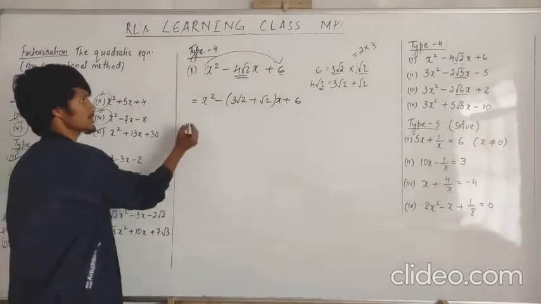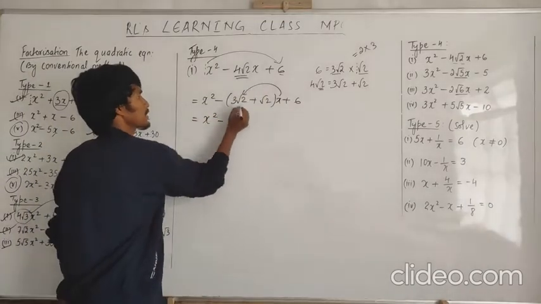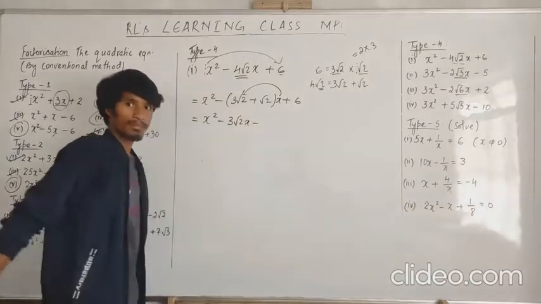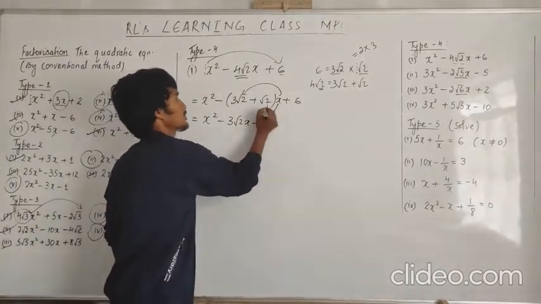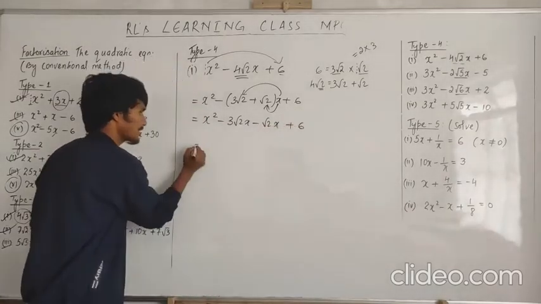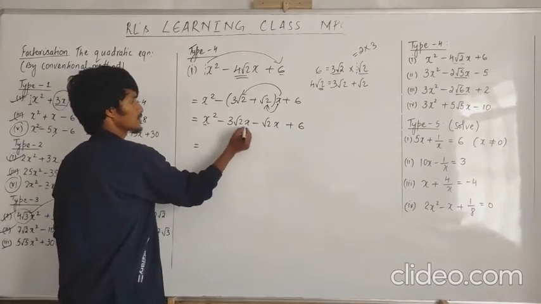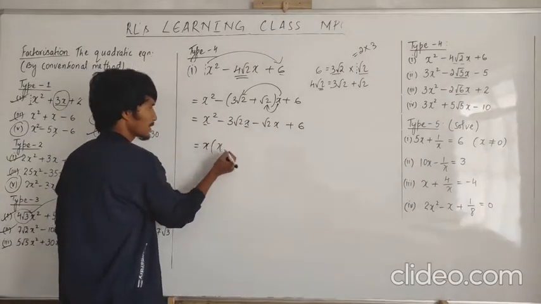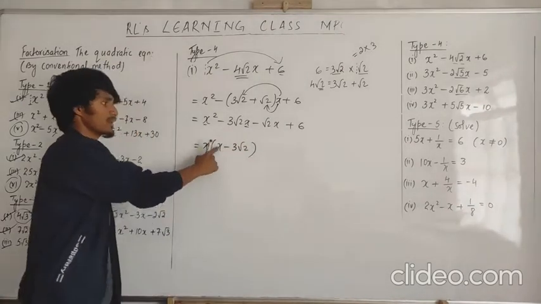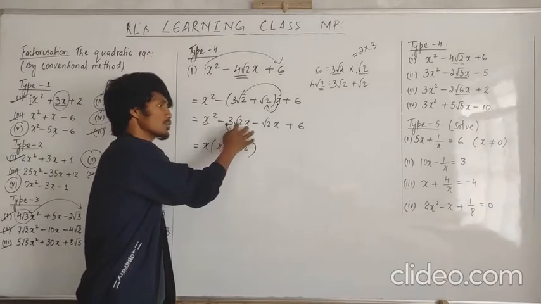Then again we do the same process. x squared minus, now x into 3 root 2 will be 3 root 2 x. Then minus into plus will be minus, then x into root 2 will be root 2 x, plus 6. Now again we have to find the common term. Here x and here also x, so x will be the common. Then minus 3 root 2. Now x into x is x squared, then x into 3 root 2 will be 3 root 2 x.